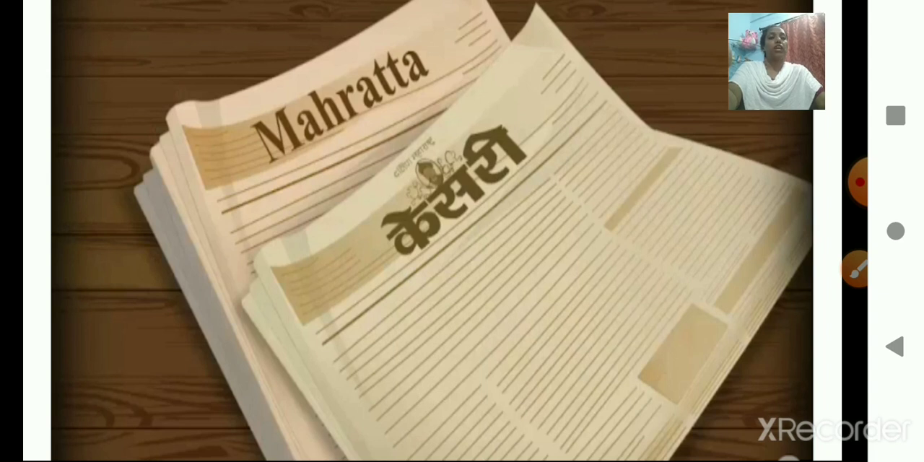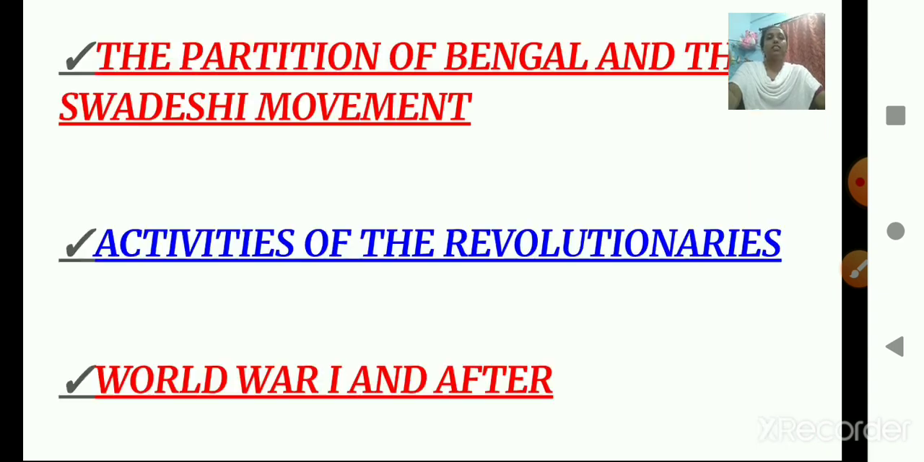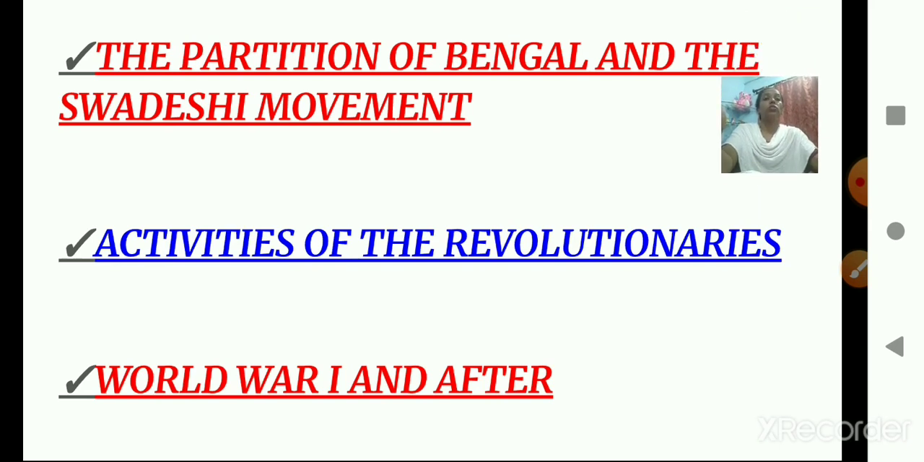Okay, so that's it with our today's class. In our next session, we shall know more about the partition of Bengal and the Swadeshi movement, activities of the revolutionaries, World War I and after.